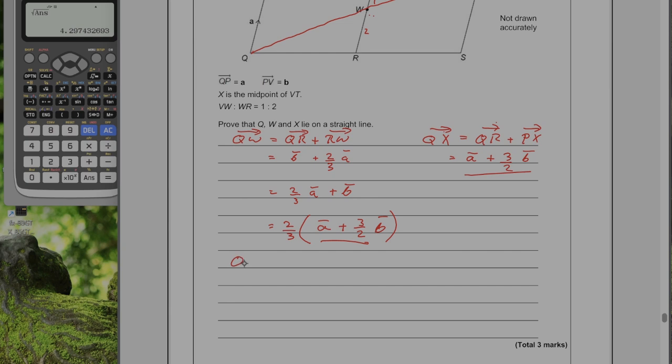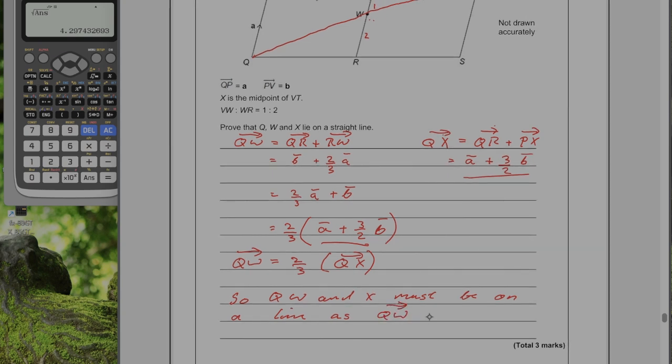Right, from here then, we've got the same vector there and there. So we can now say that Q to W is equal to 2/3 of Q to X. And that means that Q, W, and X must be on a line. QW is a multiple of QX.